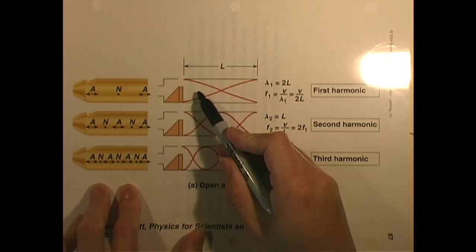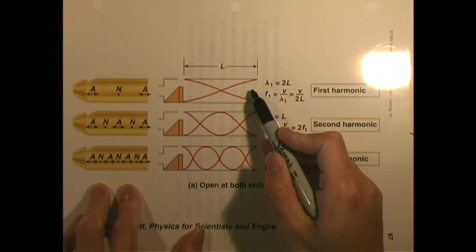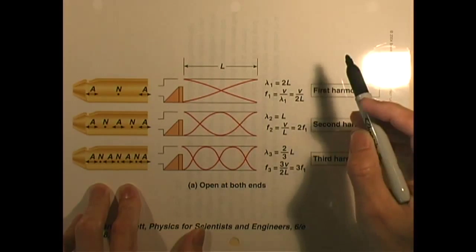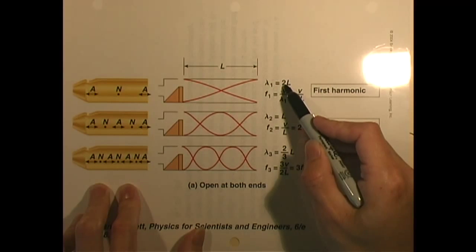Well, this is half a loop, this is half a loop, this is half a loop. So you add them together, you get 1 loop, right? Now, 1 loop, what is the total length? The total length is L, and that also equals half a wavelength because it's 1 loop, right? So you see, L equals lambda 1 over 2 because it's half a wavelength for 1 loop.